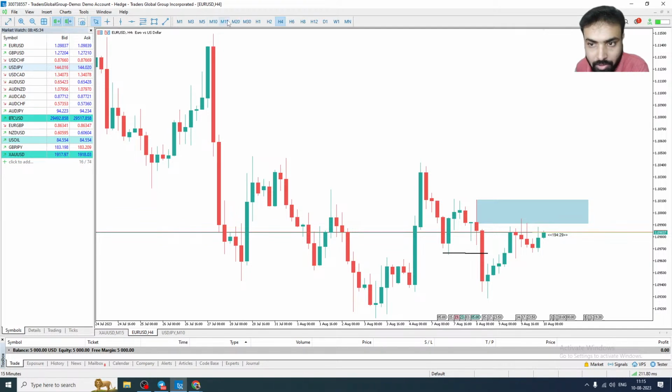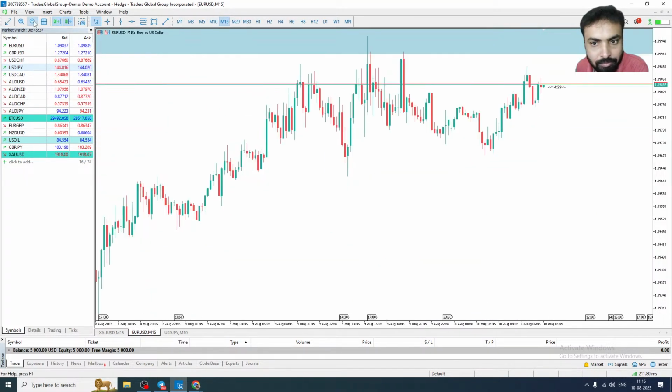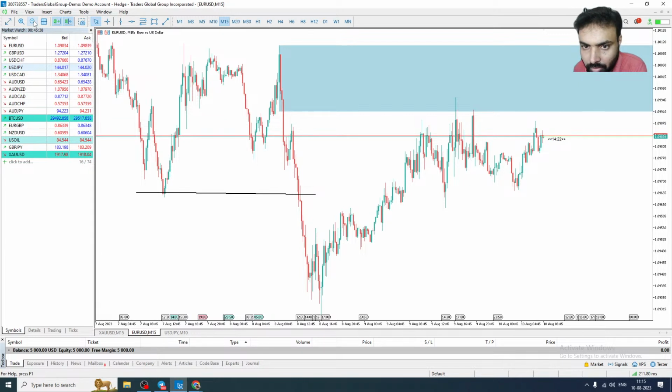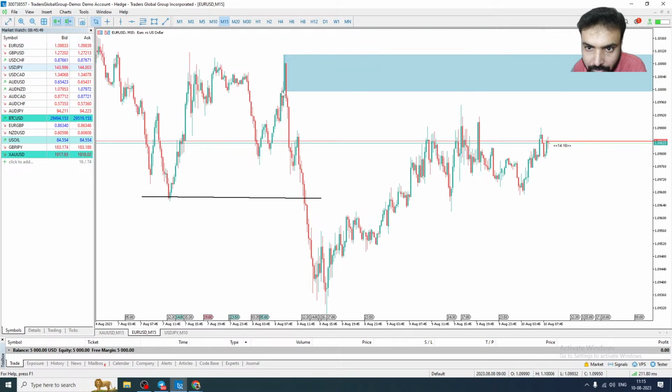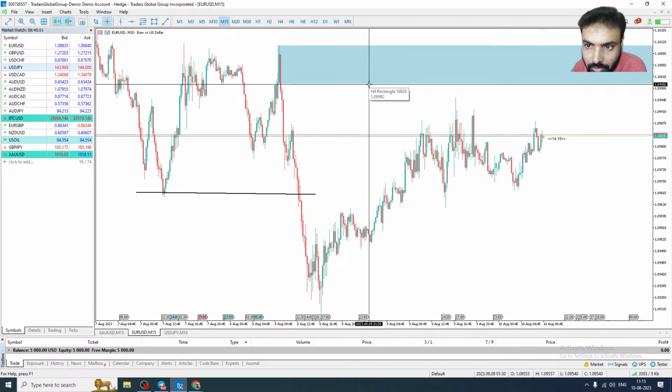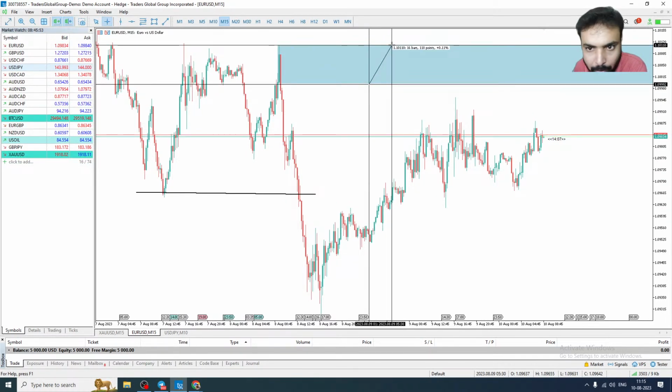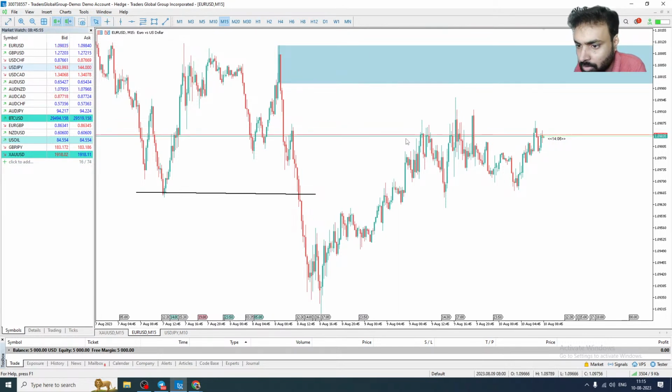So Euro USD 15 minutes. You can see there is a top swing point, right? So that is still a good level to trade. How much stop loss? 180 point stop loss. So you can see it's pushing up. It touched this level and pushed down. Now it is pushing up. So we can expect a potential trade from here.